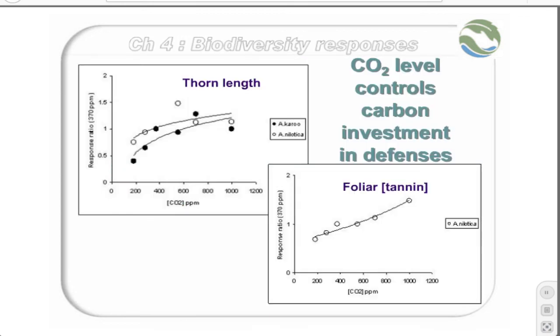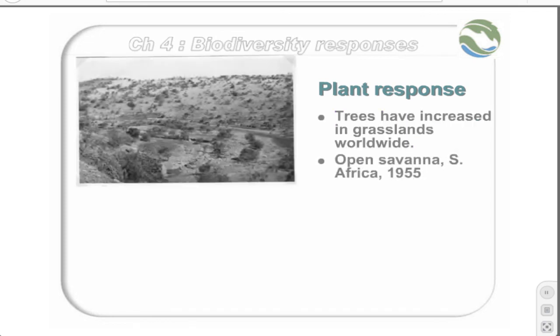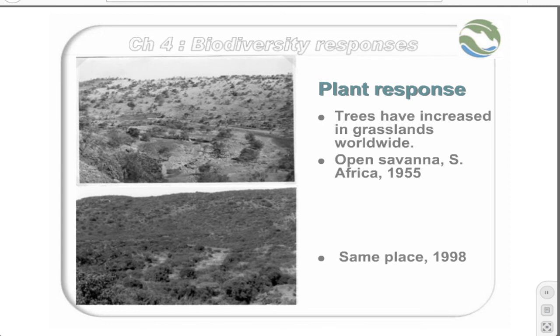This is not the only thing that changes. We also find that CO2 controls the carbon investment in things such as thorns and in other forms of defenses such as tannins. Therefore, our overall conclusion is that woody plants and trees would be not only better defended against damage, but also better defended against herbivory. So better defended against both fire and herbivores into the future as CO2 continues to rise. We now think that this response of trees to atmospheric CO2 could well be one of the important reasons behind the worldwide increases in woody plants that one sees in areas where previously grasslands or open savannas, as revealed by this change in vegetation structure in this matched photograph.